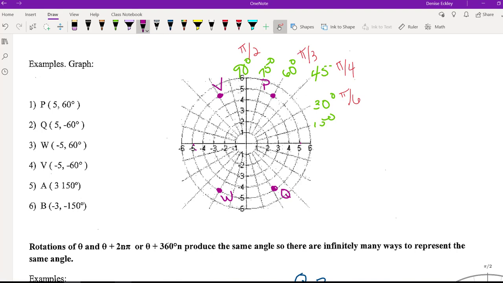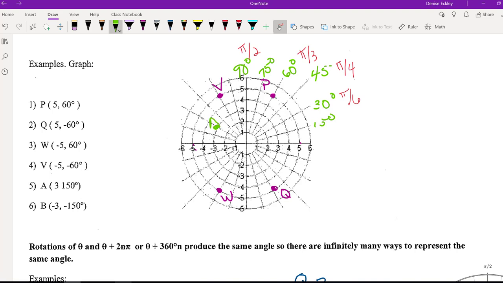And now we're at 3, and we have 150 degrees. Since it's positive, we'll go counterclockwise. And we end up right here, 30 degrees away from the negative x-axis.